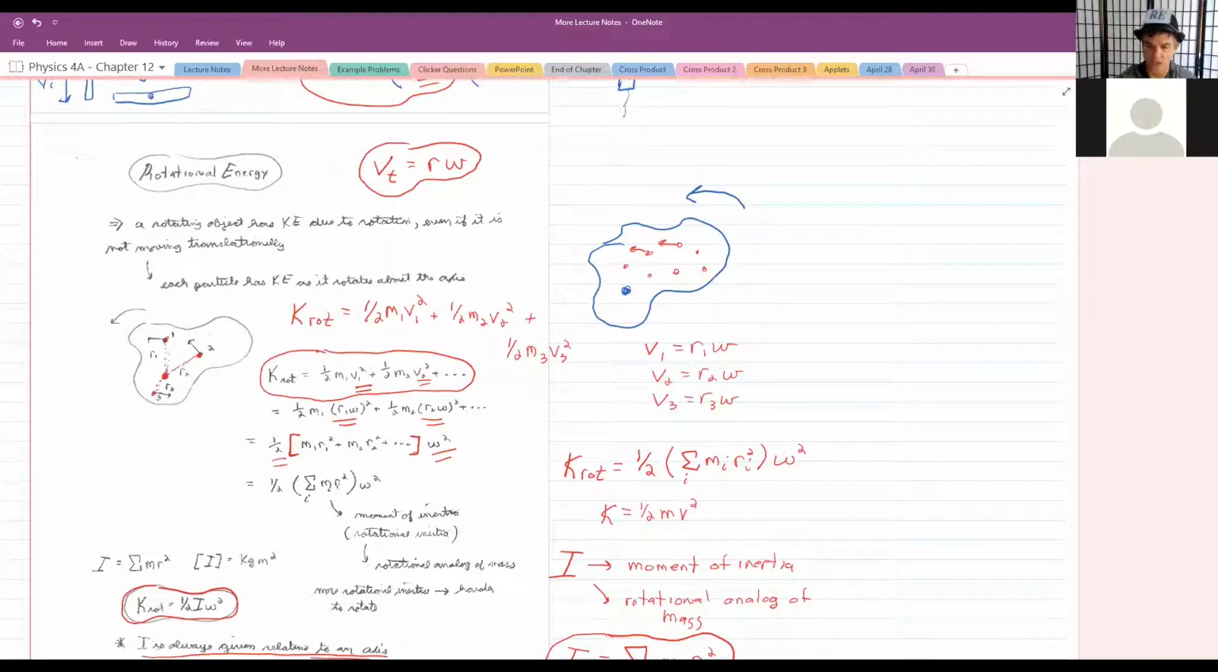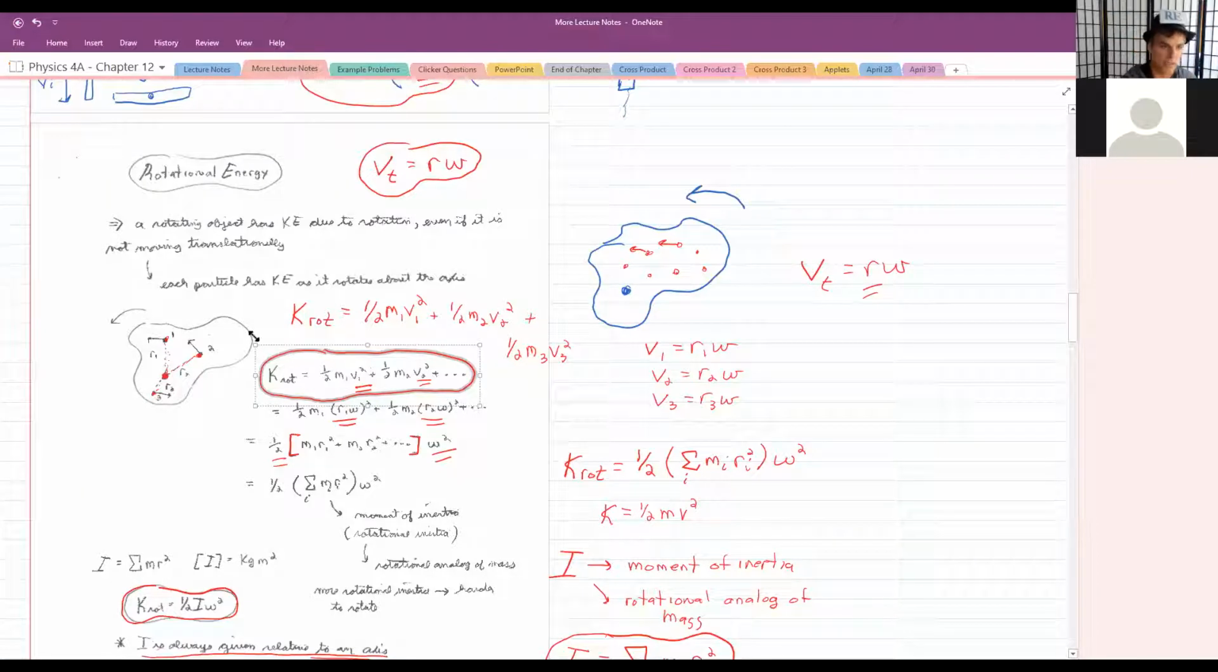is the same. One of the things we went through is tangential speed equals r omega. All objects in a rigid rotating body are going to have the same angular speed, but they're going to have different linear speeds if they're different distances away. So for all of these v squareds, I can replace it with r times omega.